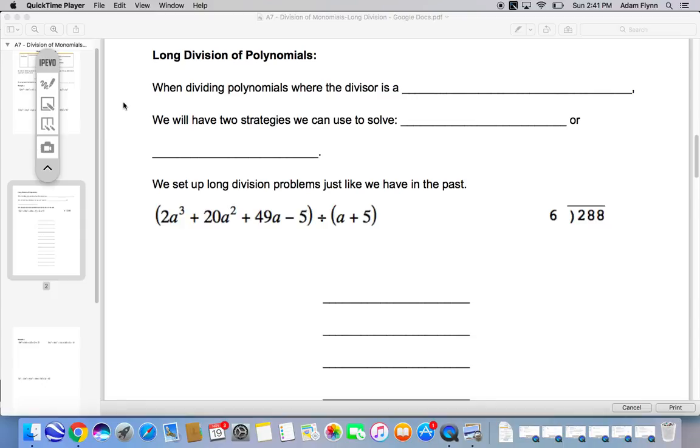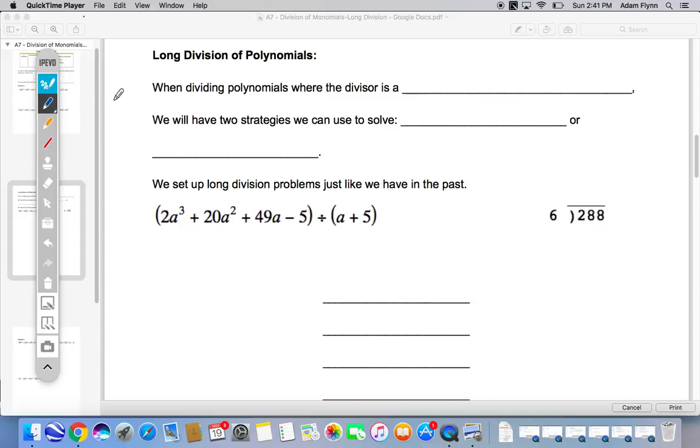Welcome to the second part of A7 Level 4, which is dividing polynomials. With this video, we'll take a look at long division of polynomials, which is one of two strategies we have when dividing polynomials.